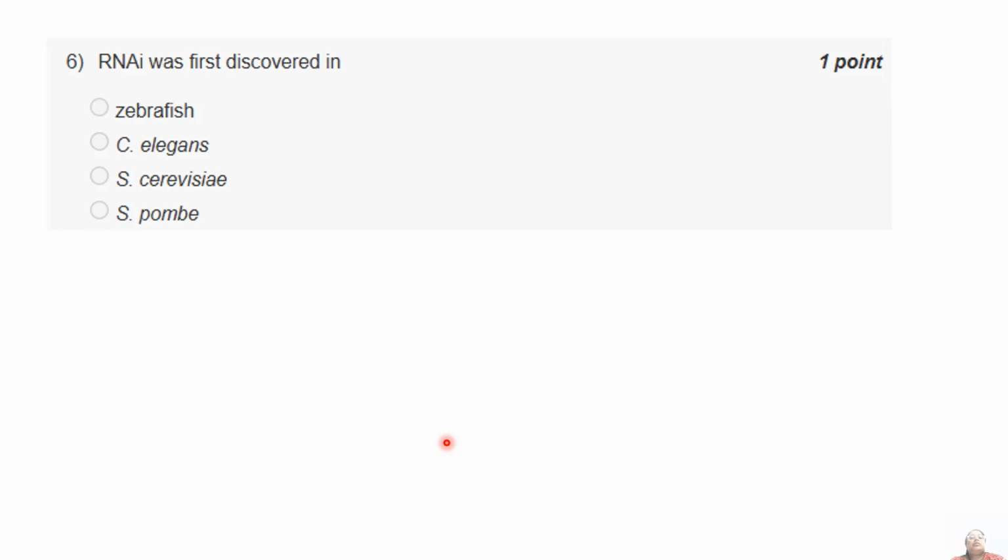So, coming back to the question for today, RNA interference was discovered in C. elegans. If you have any doubt, you can ask me now. We'll wait for 4-5 minutes and we'll move on to the next question.